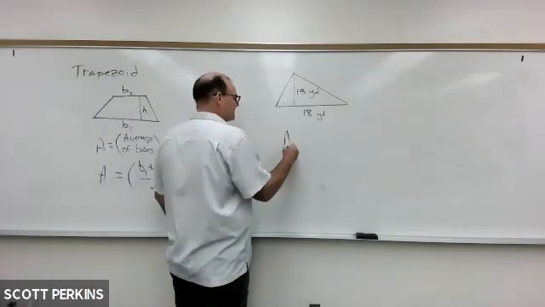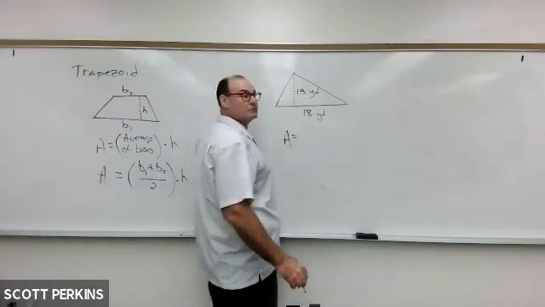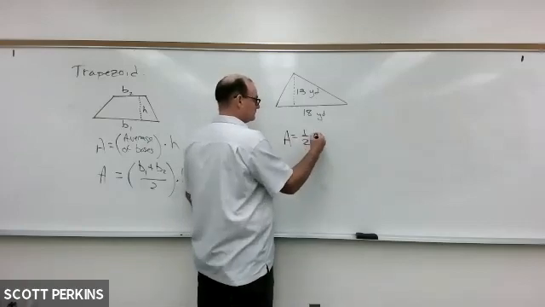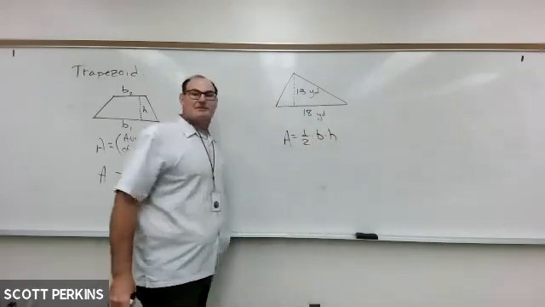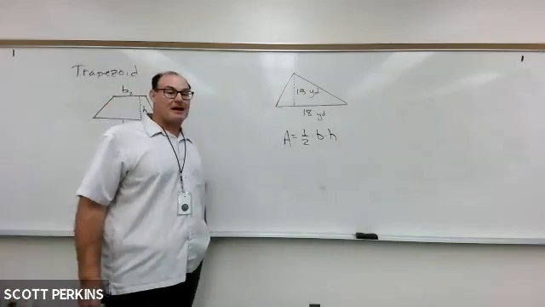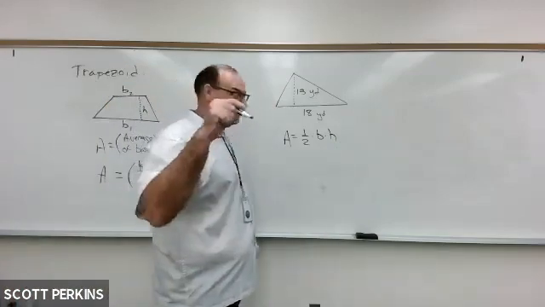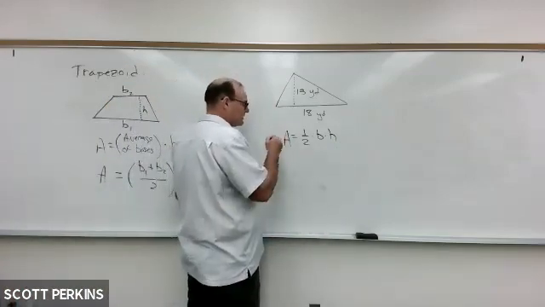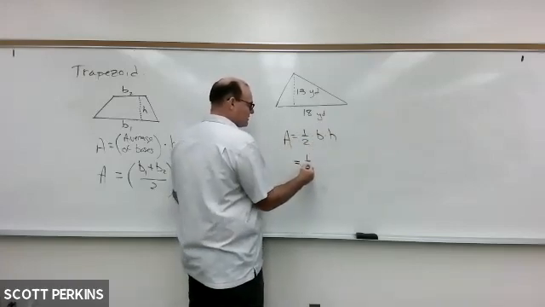So remind me, what's the formula for the area of a triangle? It's 1/2 times the base times the height. It's probably a good idea to write that down every time for yourself. It helps you remember it when you use the tactile motion of writing it down. So now it's just plug and chug.